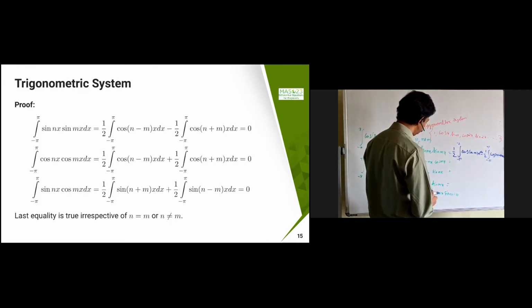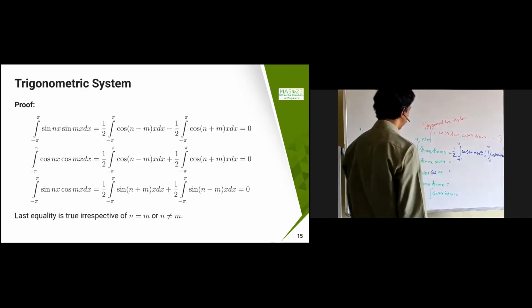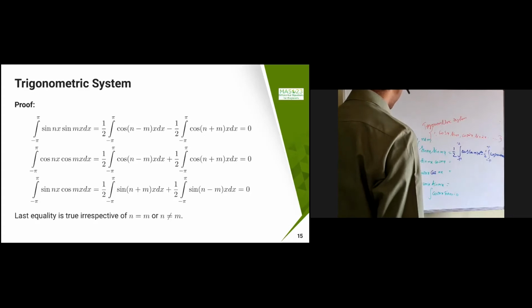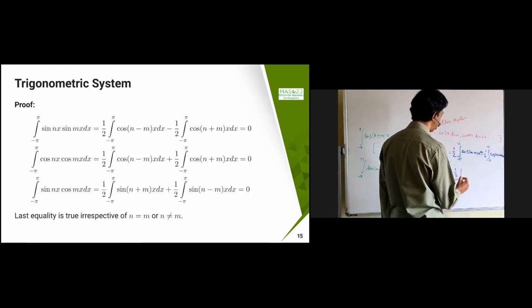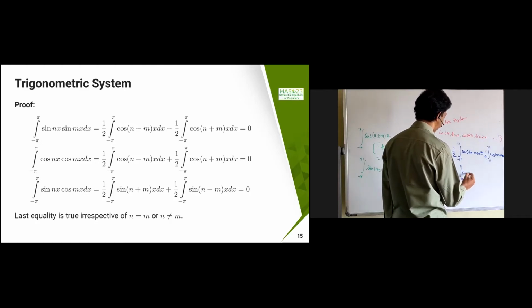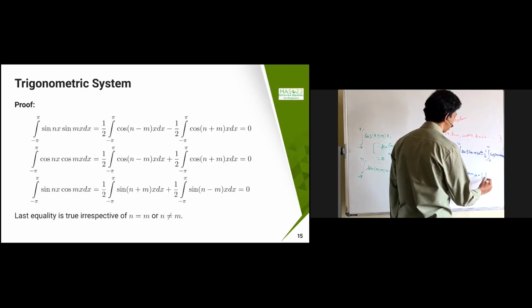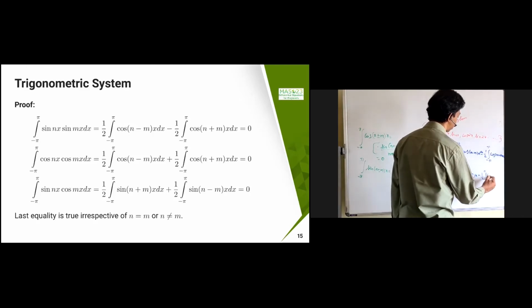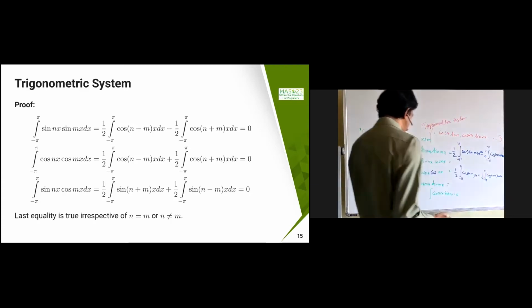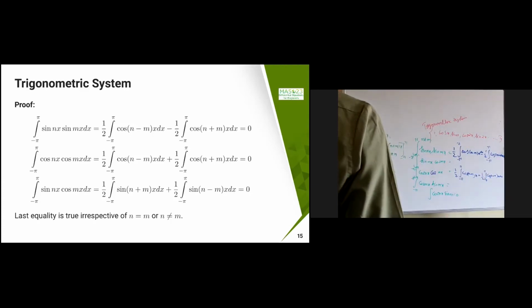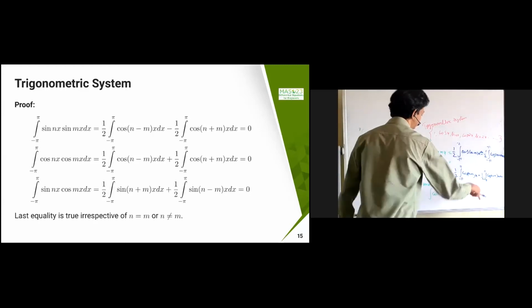Where do we change? Okay, here I will change. Cos mx system. Okay, so in this case, what I can define, I can do the same thing. 1 by 2, this is going to become the integral from minus pi to pi of cos (n minus m)x plus 1 by 2 the integral from minus pi to pi of cos (n plus m)x is going to come. So once again, the first is going to be 0 because of this property. Second is going to become 0 because of this one.